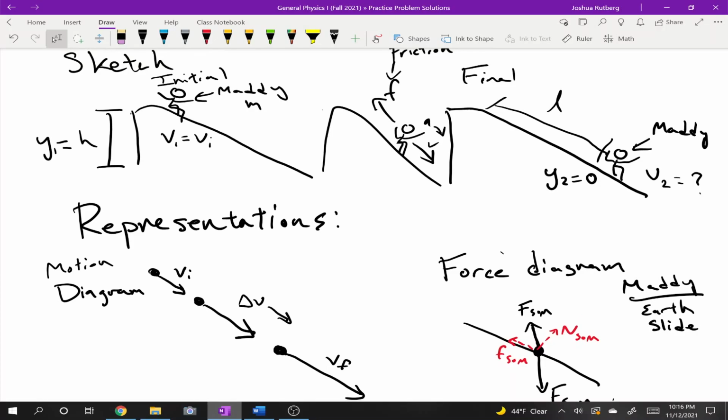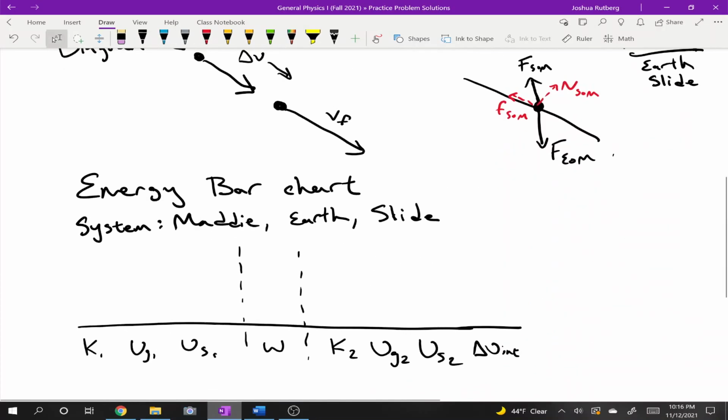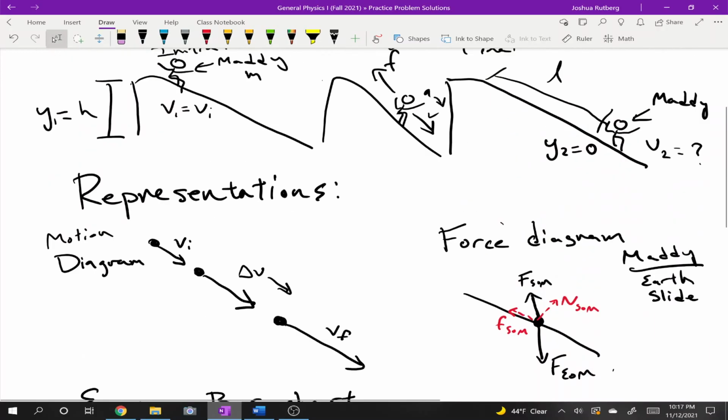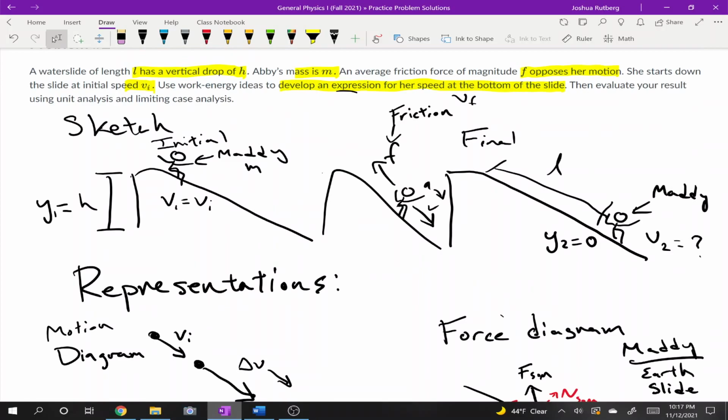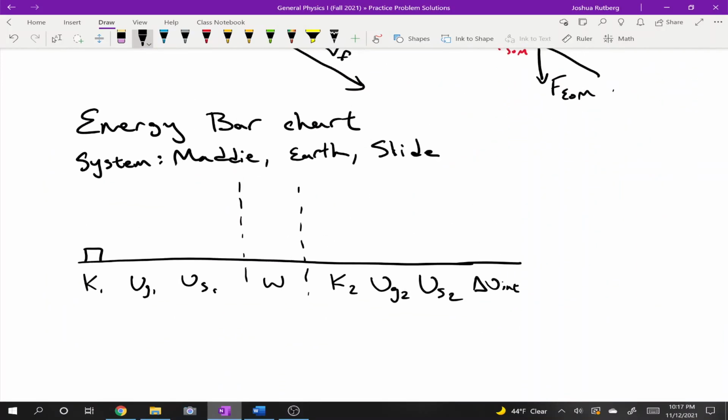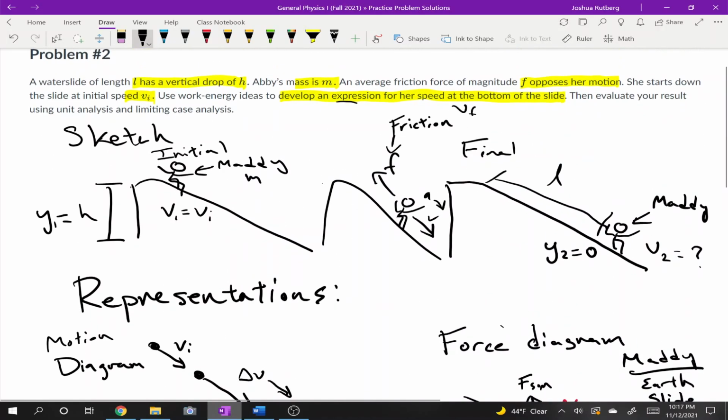In the beginning, she is moving, she has some initial velocity VI, so I'm going to give her a box of kinetic energy. Maybe I'll change the number of boxes later on. Does she have gravitational energy? Well, she does, because she has some height off the ground, and she's getting lower. So her gravitational energy is the highest here that it's ever going to be. Let me give her 3 boxes for that.